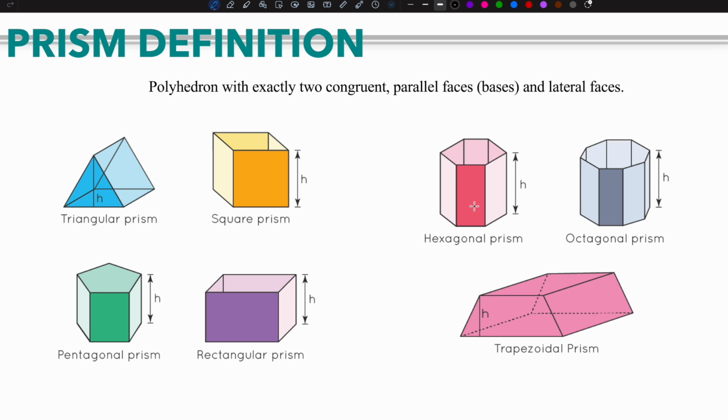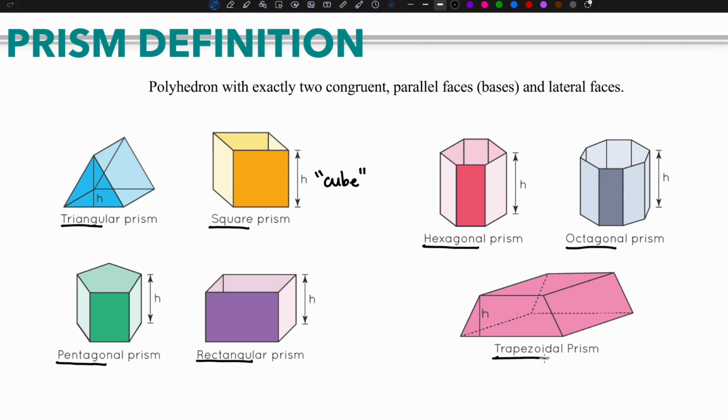Now you have very specific types of prisms. You have a triangular prism, where the base is a triangle. You have a square prism, which we don't normally say; you're actually used to seeing the word cube, but the bases on the bottom and top are squares. You have a pentagonal prism, which means the bases on the top and bottom have 5 sides. And you have a rectangular prism, where the bases are rectangles. Next, you have a hexagonal prism, where the faces on top and bottom are 6-sided. Octagonal will be 8 sides, and trapezoidal means the bases are trapezoids.